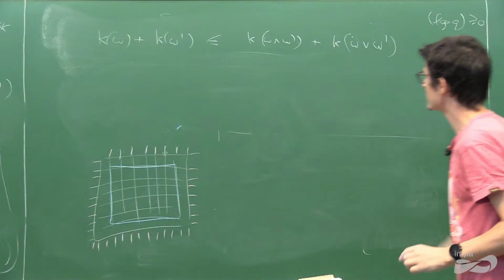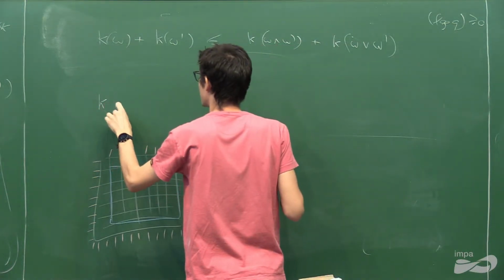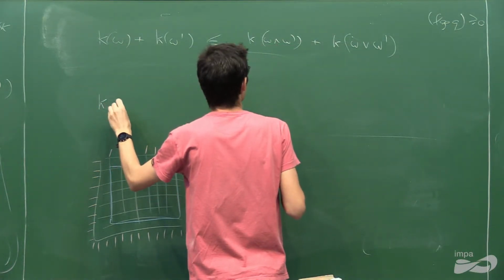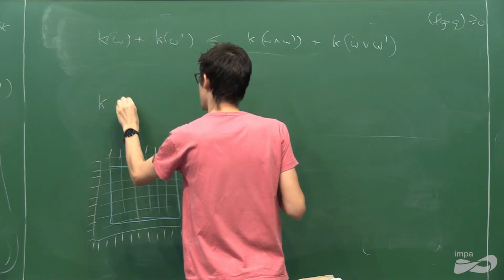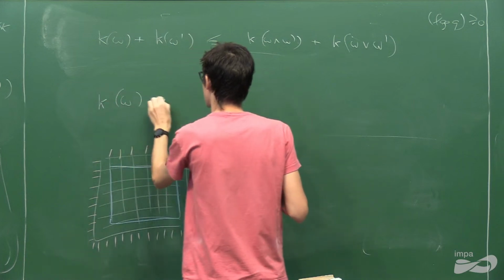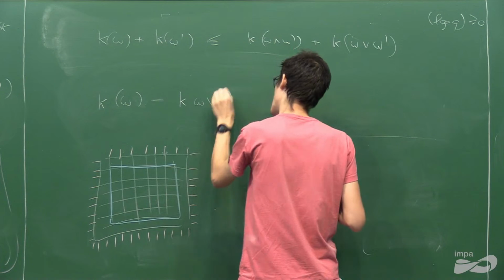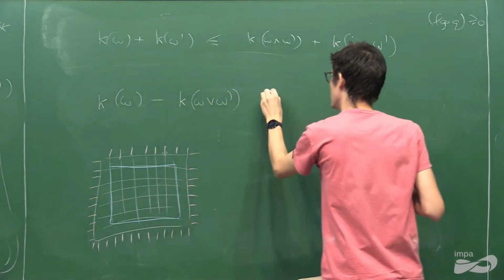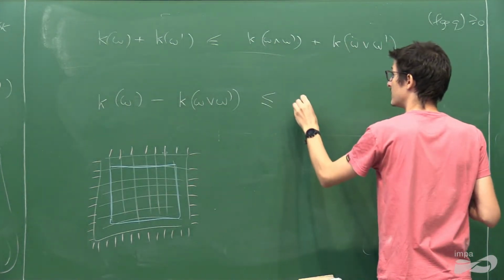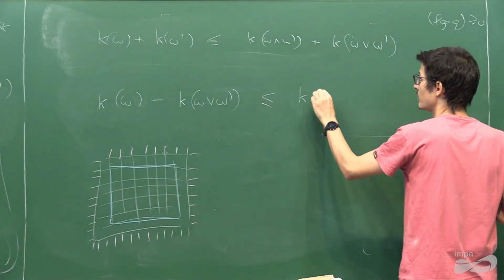So why is this true? Well, this thing is the same as saying that K of omega, let me write it, minus K is smaller than K of omega prime.